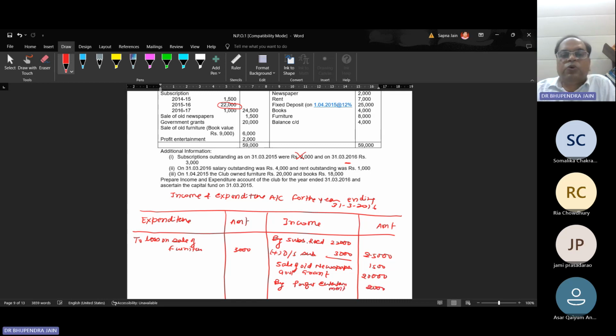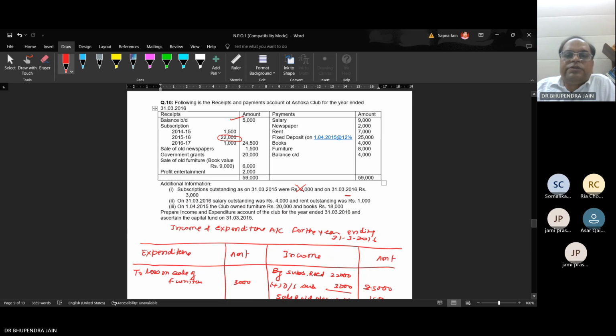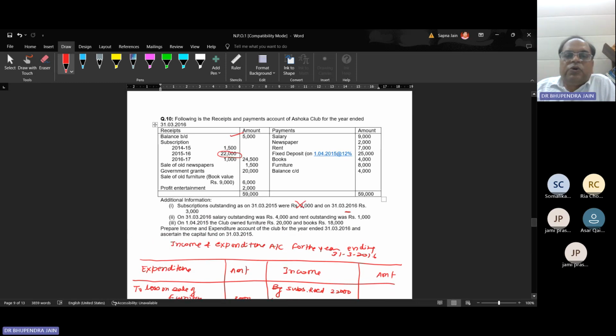Profit from entertainment 2,000. अब बेटे इधर एडजस्टमेंट पढ़ लेते हैं. सैलरी के रिगार्डिंग एडजस्टमेंट है, रेंट के रिगार्डिंग एडजस्टमेंट है और क्लब फर्नीचर की बात देखते हैं क्या हुआ अभी. आगे भी. Now go to the expenditure side.